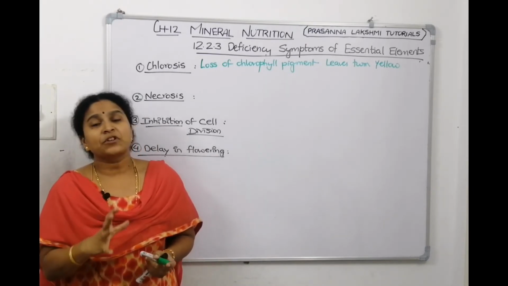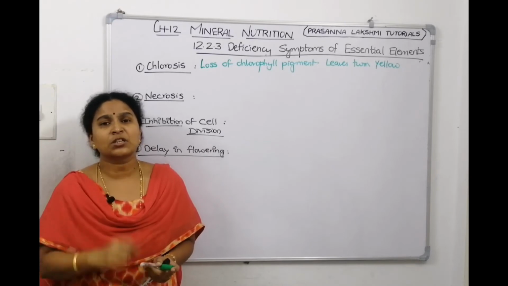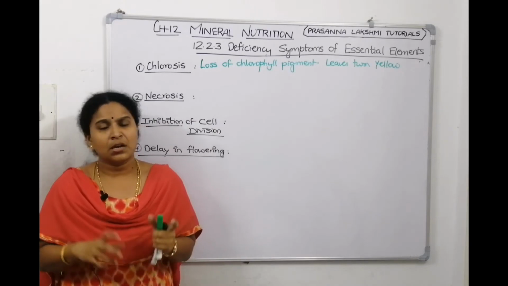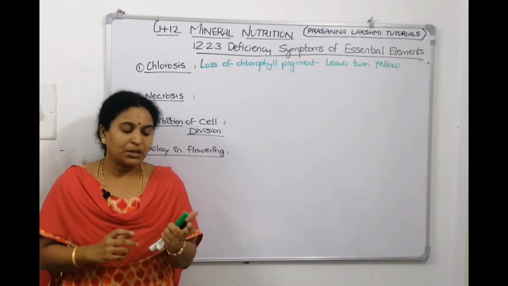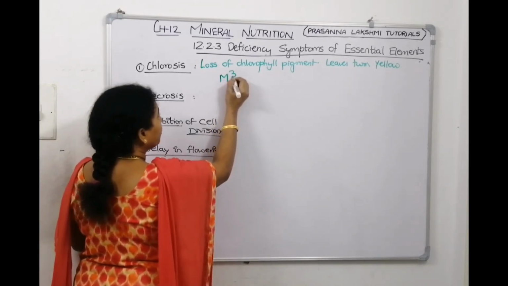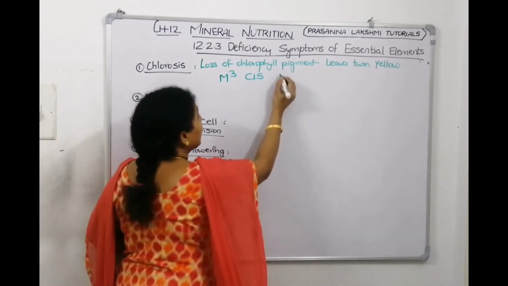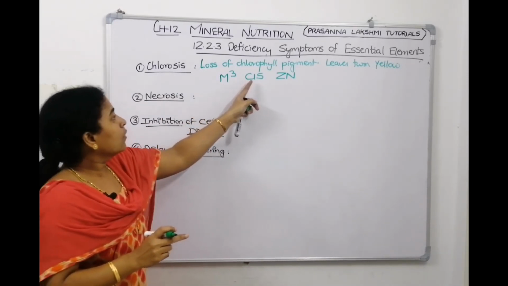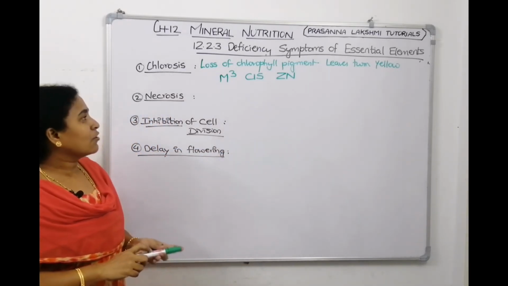Now, which elements' deficiency will make the green color become yellow? There are 8 elements which cause chlorosis. I made a code, we will remember it with the code. The code for chlorosis is M cube CIS and Zn. 3 M's are here, that makes 8 in total. So the deficiency of 8 elements will cause chlorosis.